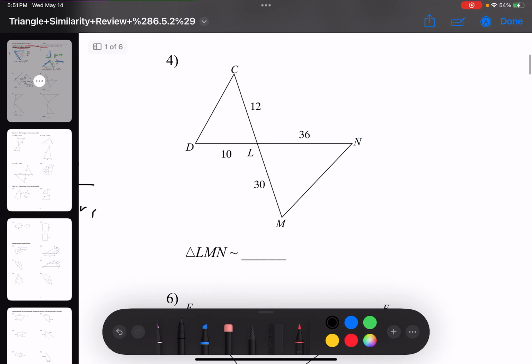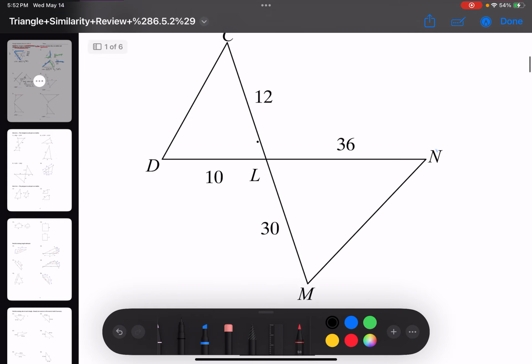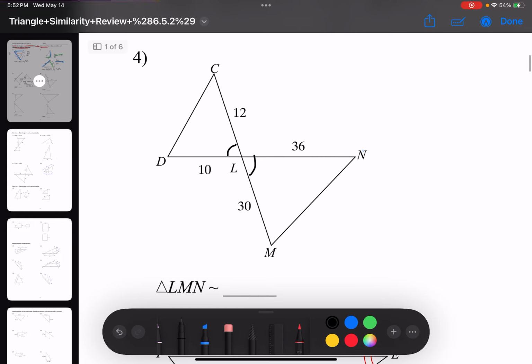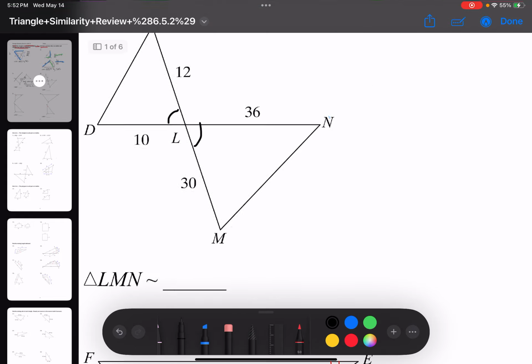Okay, this one. This is how we're gonna do it, guys. So we're gonna find the angles. There's an angle right here and there's an angle right here. Goes in the order from L to M to N.